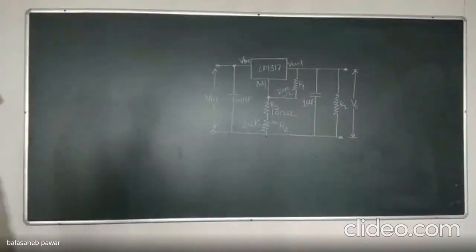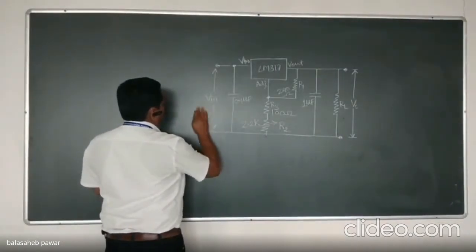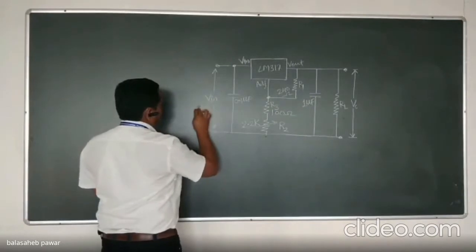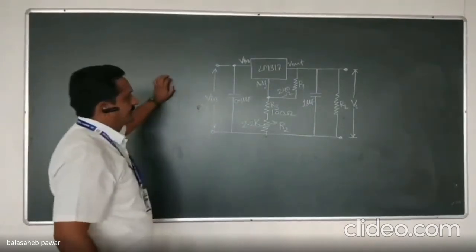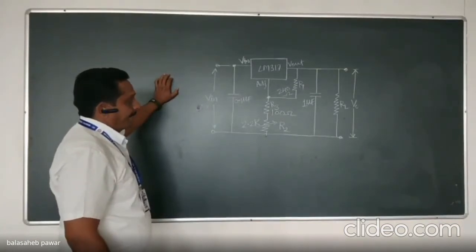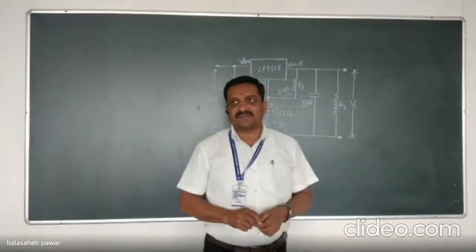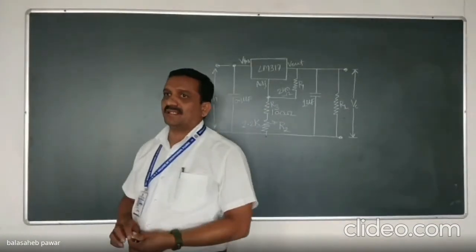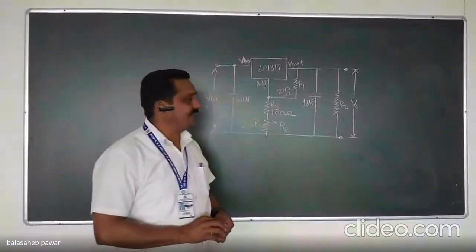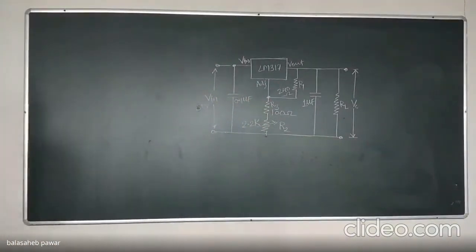For the regulator circuit, V in, that is input unregulated, equals 50 volts. Determine the range of output voltage which we can obtain for the shown circuit.